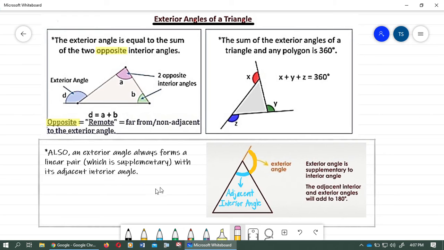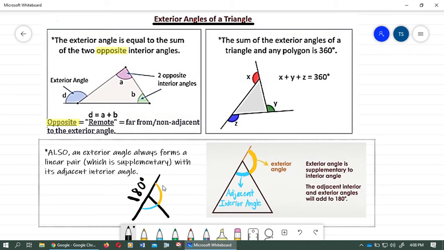And folks, remember that when you have a linear pair, two angles that form a straight line, like those two angles do, they're called a linear pair. And all linear pairs add up to 180 degrees. Any linear pair is supplementary, and they add up to 180 degrees.